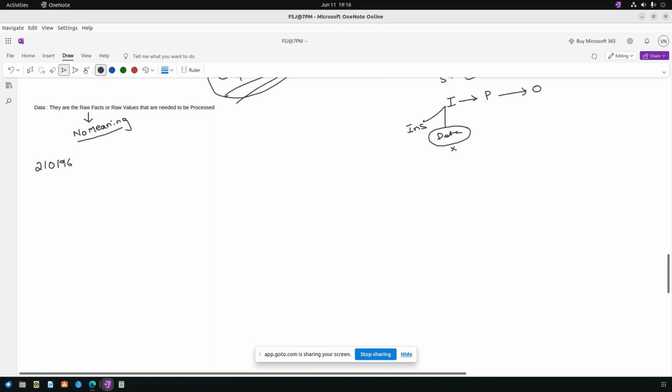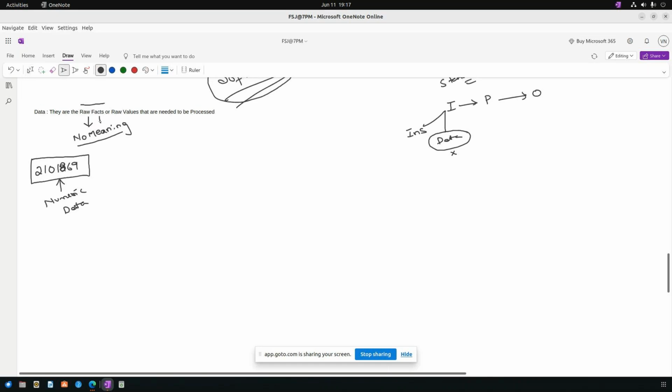Now, for example, I will say 2101869. When I say 2101869, this is data for me, and precisely, this is numeric data. What is numeric data, or any data for that matter? Data is a raw fact. Raw fact means it does not have any meaning. See, there is no meaning, right?